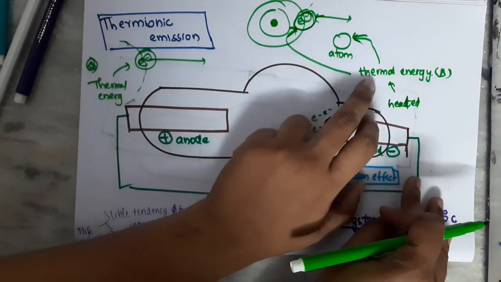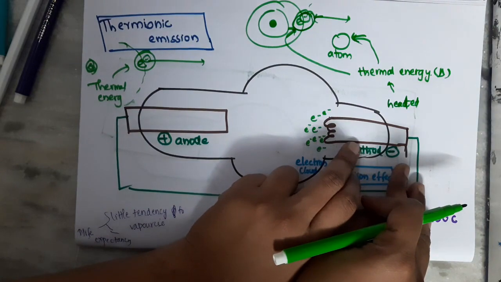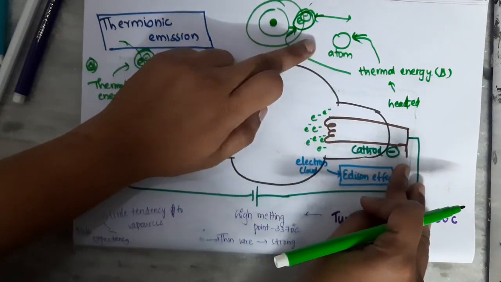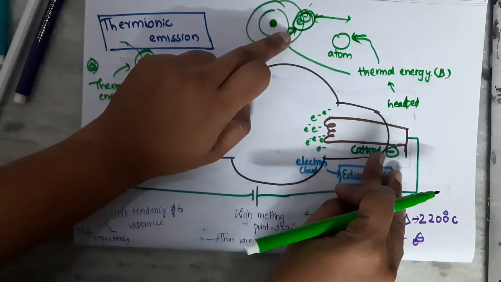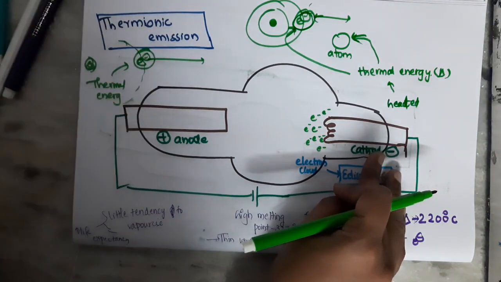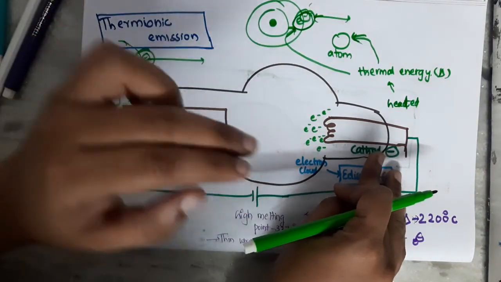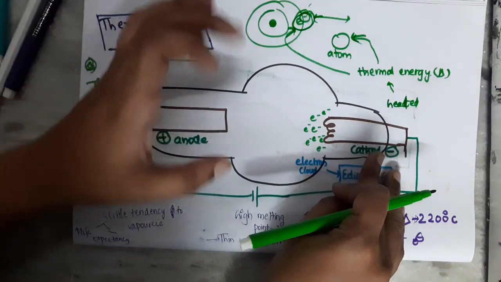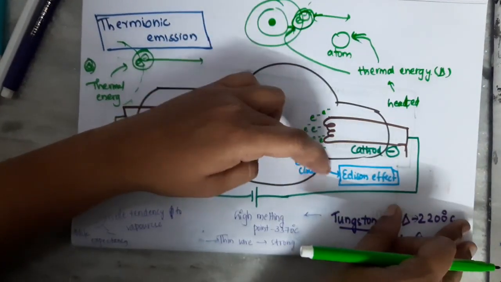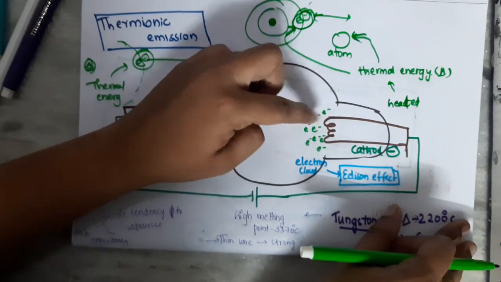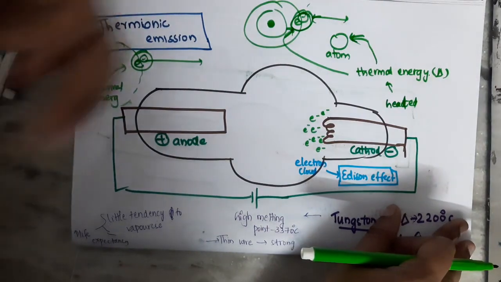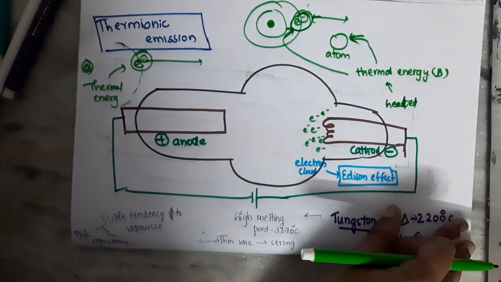This will produce thermal energy. Heat is nothing but thermal energy. So when the tungsten filament is heated, the atoms are heated. The electrons absorb the thermal energy and come out of their orbits. One by one, each and every electron will try to come out of its orbit. When a group of electrons come out, they form an electron cloud around the cathode, and this is called Edison's effect. This is true, but how many electrons can come? Not all electrons, right?